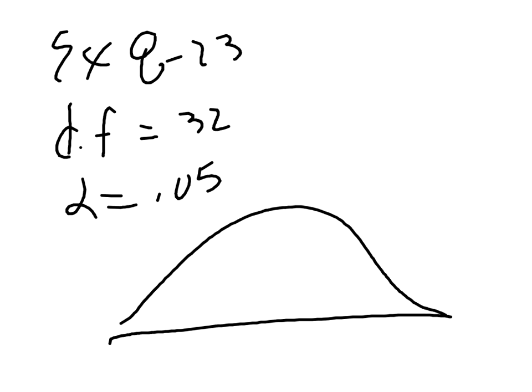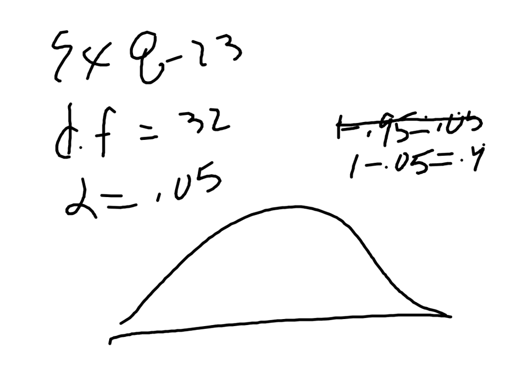And I think I'll wait. Well, I'll just go ahead and, just so we know, I did that backwards. 1 minus 0.05 equals 0.95.